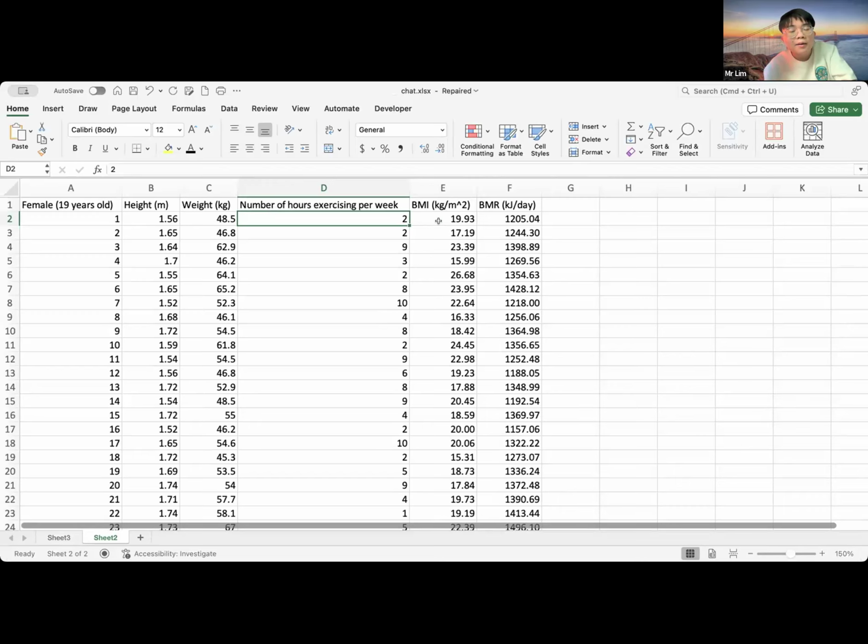Here you have many data, but of course, most importantly are BMI and BMR. So definitely you must make this into suitable graphical plots.